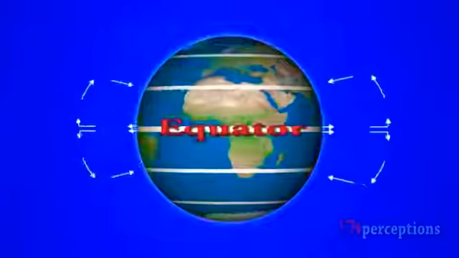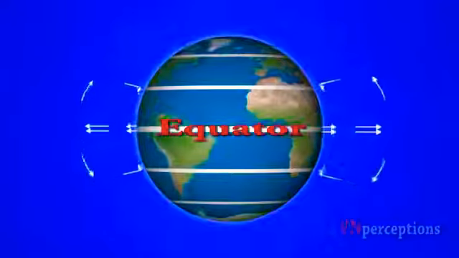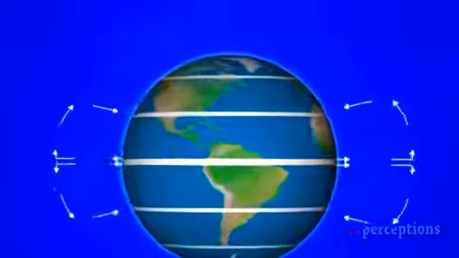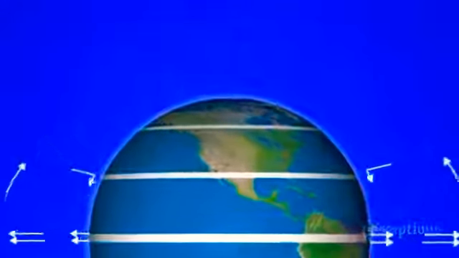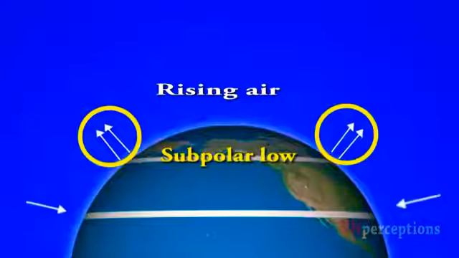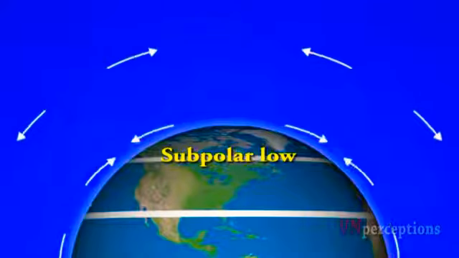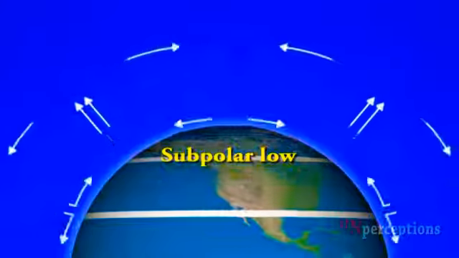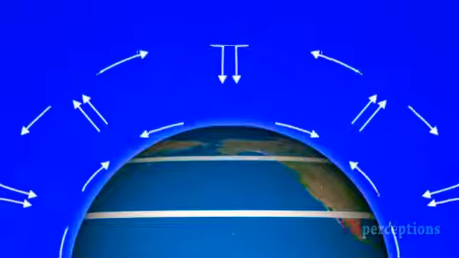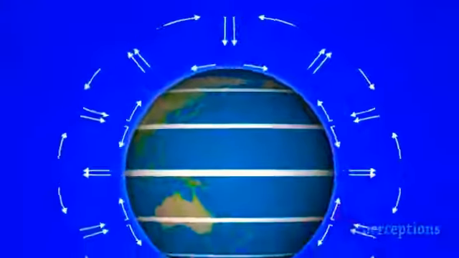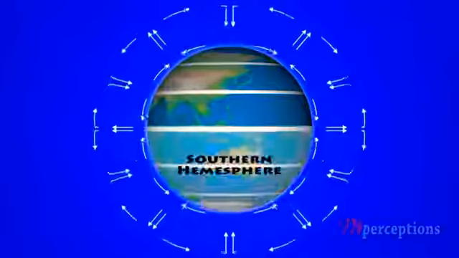Along the equator, the air is rising because of convection, and at subpolar lows, we have rising air because of convergence. This rising air also spreads out, cools and sinks. The same things happen in the southern hemisphere.